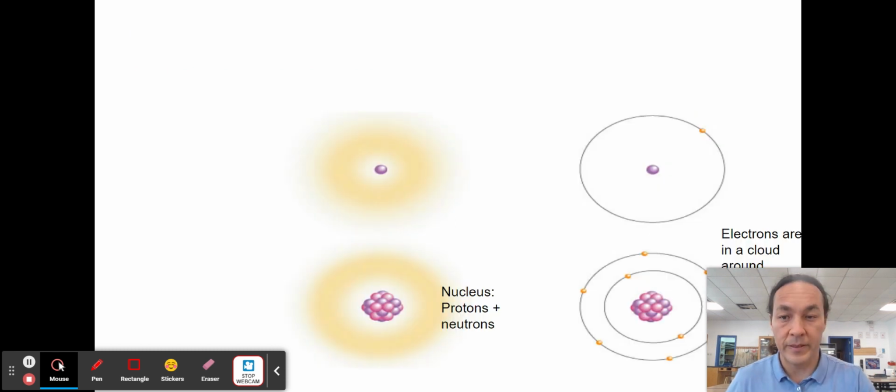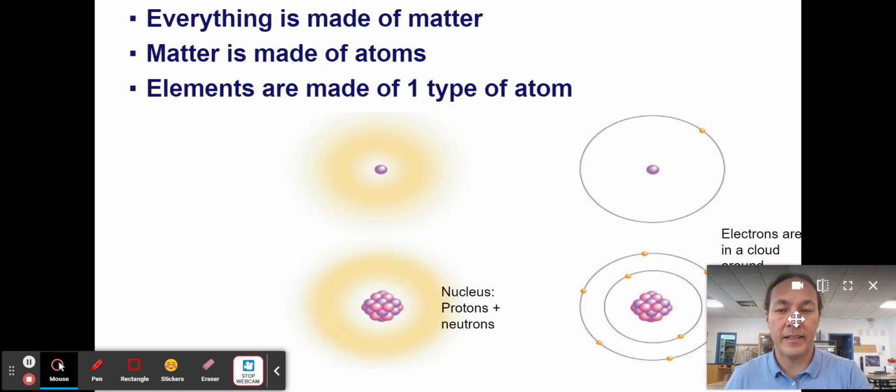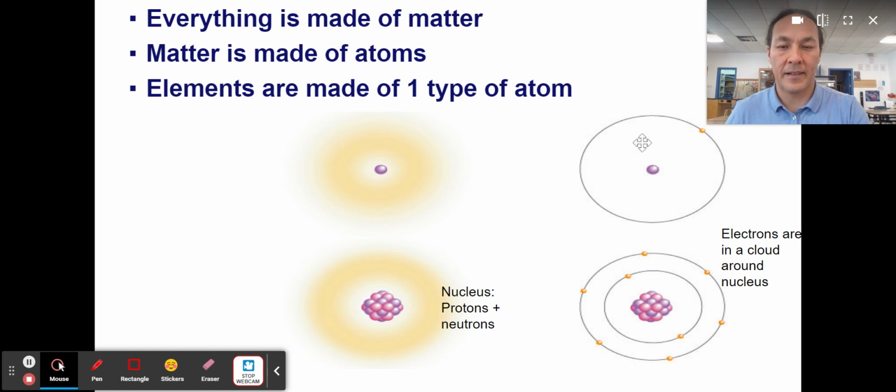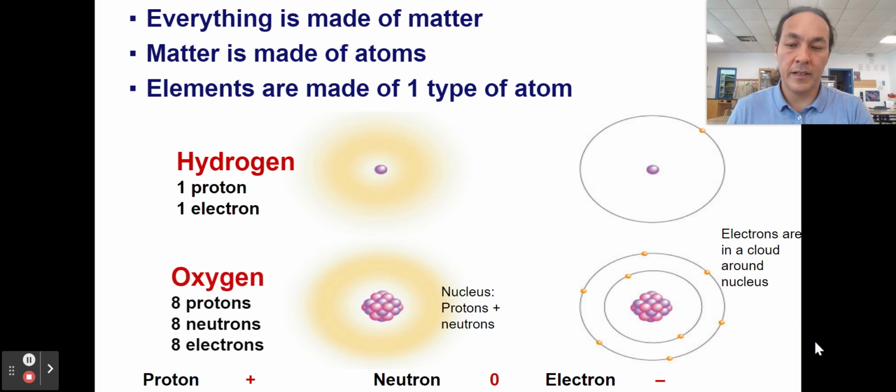So let's do it. Okay, everything is made of matter, and matter is made of atoms. An element is one type of atom. So I'm sure your teacher and I will here at TASM have you look at a periodic table. Here we have some examples of two elements, and these are the ones that make up water, right? You know that water is H2O.